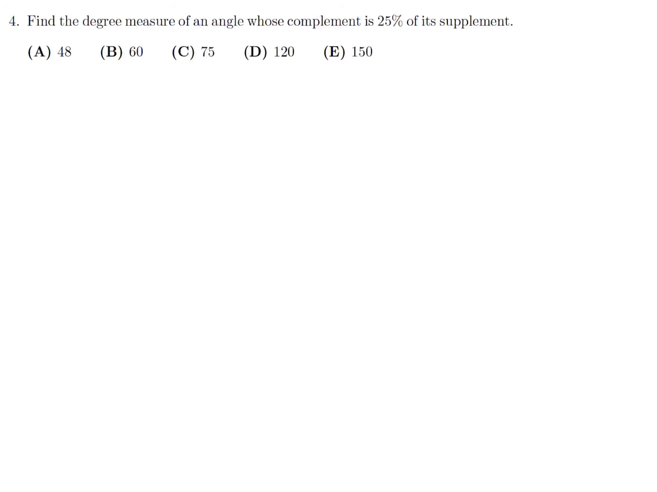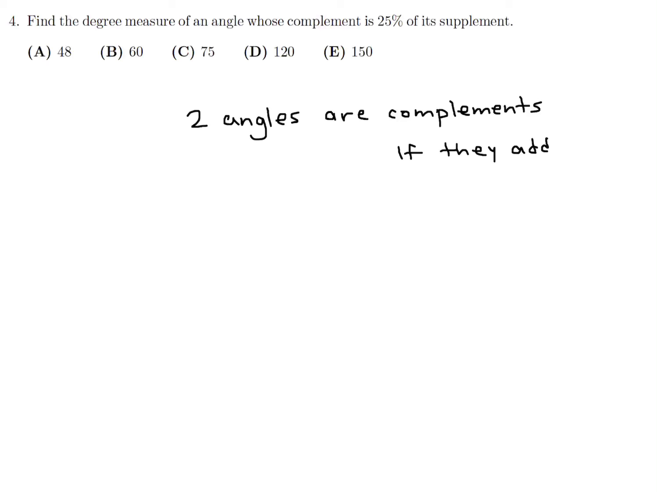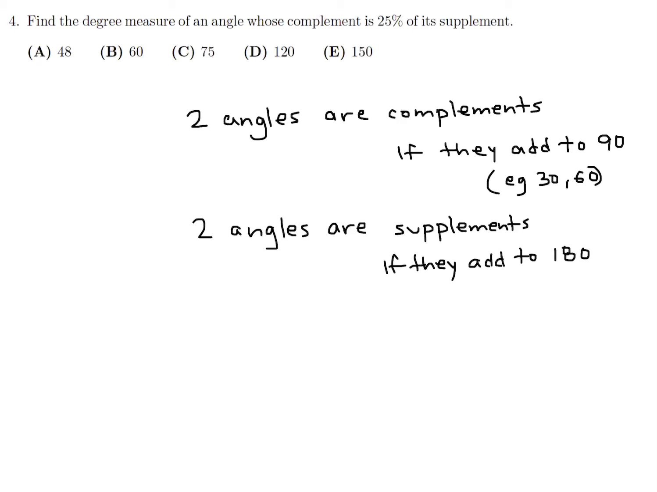Find the degree measure of an angle whose complement is 25% of its supplement. So a quick review. Two angles are known to be complementary if they add up to 90. So for example, 30 and 60, those are angles that are complements. And two angles are supplements if they add to 180. So for example, 110 and 70.